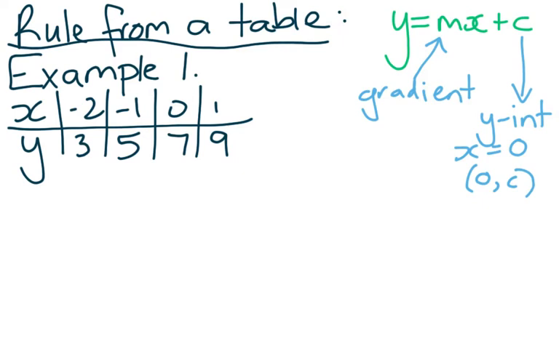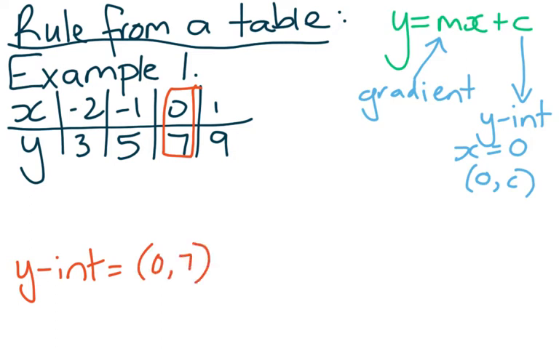So our first example here, we've got a table. We've got the x values, which are -2, -1, 0, and 1. And then underneath those x values are the y values. So we have 3, 5, 7, and 9. And what we need to do is to write our rule, we need the gradient and the y-intercept. So straight away, I know that the y-intercept happens when x is 0. So I'm actually going to put a box around that (0, 7), and I'm going to write down here, leaving a space for the gradient, y-intercept equals (0, 7), and I'm going to write it as a coordinate.